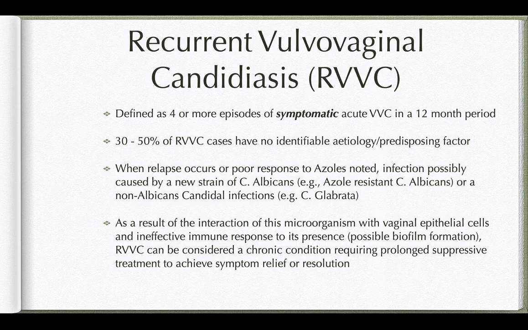When this relapse occurs or poor response to azole treatment is noted, infection possibly could be caused by a new strain of Candida albicans or an azole-resistant Candida albicans, or a non-albicans candidal infection like Candida glabrata. And as a result of the interaction of this microorganism with the vaginal epithelial cells and the ineffective immune response to its presence, which is the possible biofilm formation, RVVC can now be considered a chronic condition which will require prolonged suppressive treatment to achieve symptom relief or resolution of the condition.